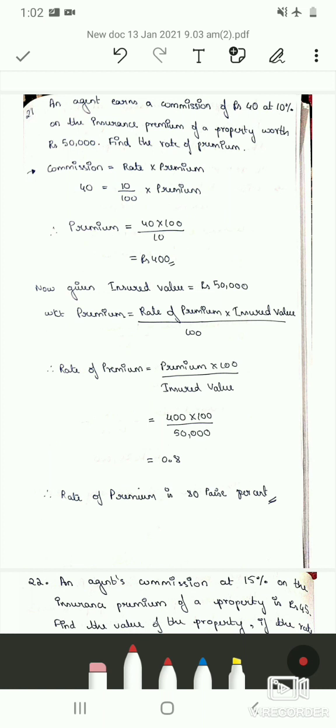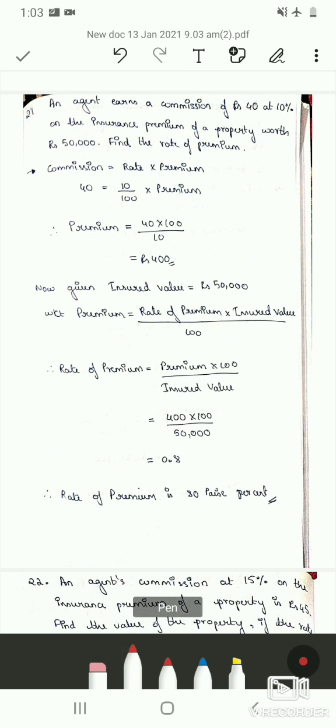So here they have given the commission of an agent, which is rupees 40. They have given the rate of commission as 10%, and they have given the insured value, which is rupees 50,000, and they have asked to find out the rate of premium.